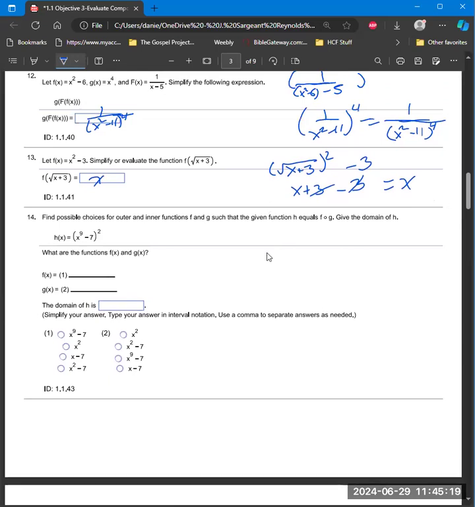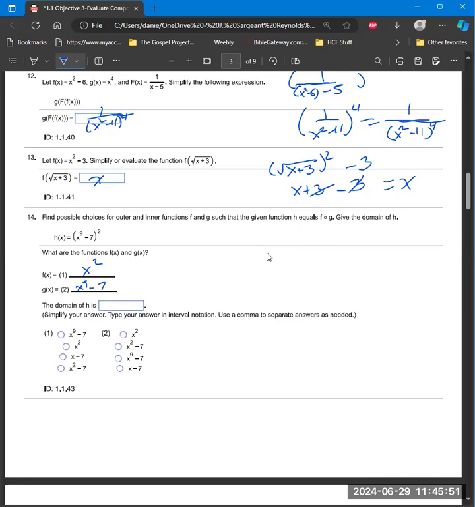h of x is quantity x to the 9th minus 7, squared. What are the possible choices for outer and inner functions of f? So we want the composition f of g. So for g to be the inner function, the easiest choice here is x to the 9th minus 7, and the outer function make it x squared.